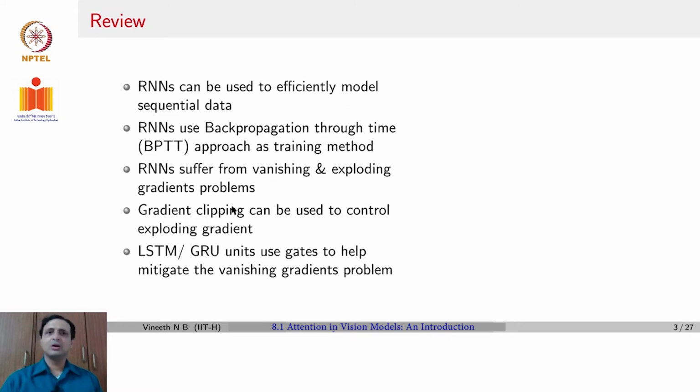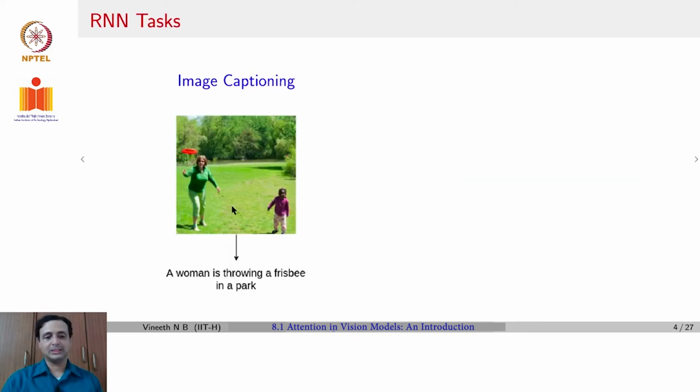Which was good. We saw how to use these for handling sequential learning problems. But the question we ask now, is this sufficient? Are there tasks when RNNs may not be able to solve the problem? Let's find more about this. Let's consider a couple of popular tasks where RNNs may be useful.